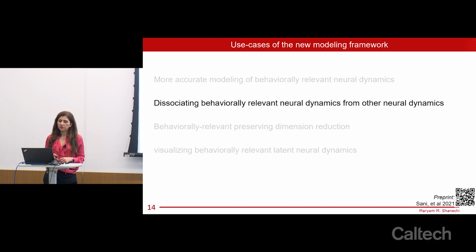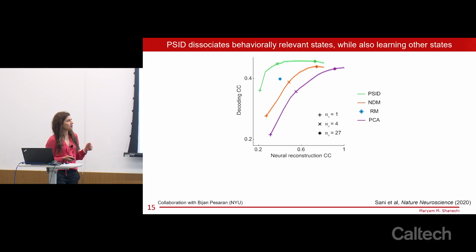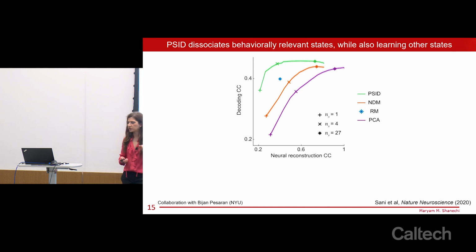The second use case is the dissociation of behaviorally relevant neural dynamics while learning the additional neural dynamics. Of course, every benefit I've shown you so far is because of that. But here I'm going to show you more explicitly what that dissociation looks like. So to see this, we basically ran 3 methods, so PSID, NDM, PCA, as we increased the state dimension. And we looked at the behavior decoding versus neural reconstruction.